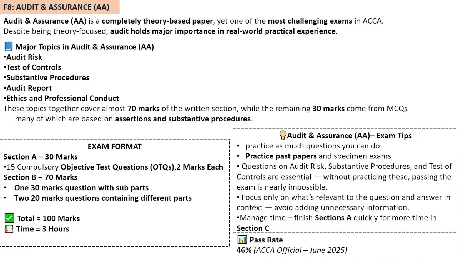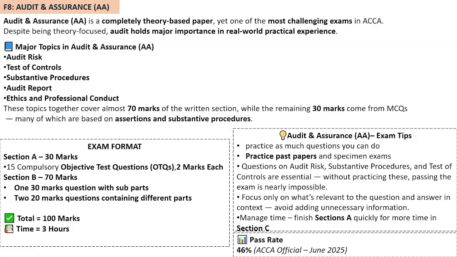The exam tips: practice. I already said, practice as much as you can. And questions on audit risk, substantive procedure, test of control are essential. Without practicing these, passing the exam is nearly impossible.